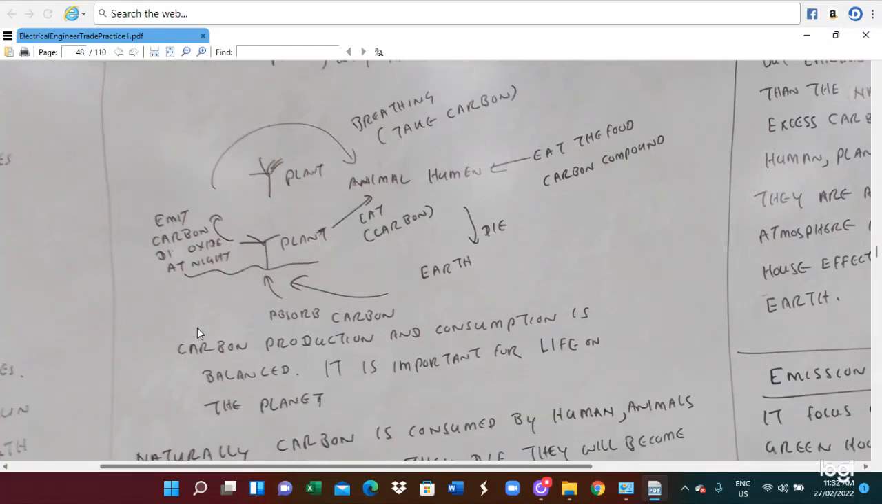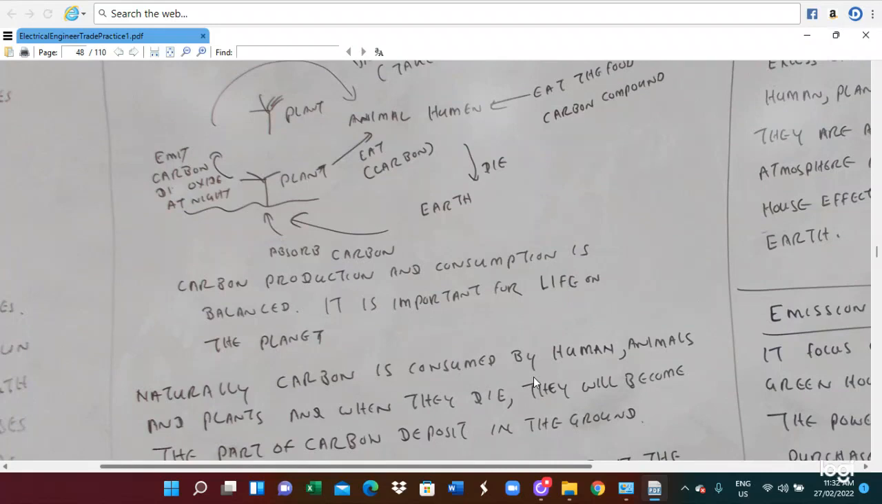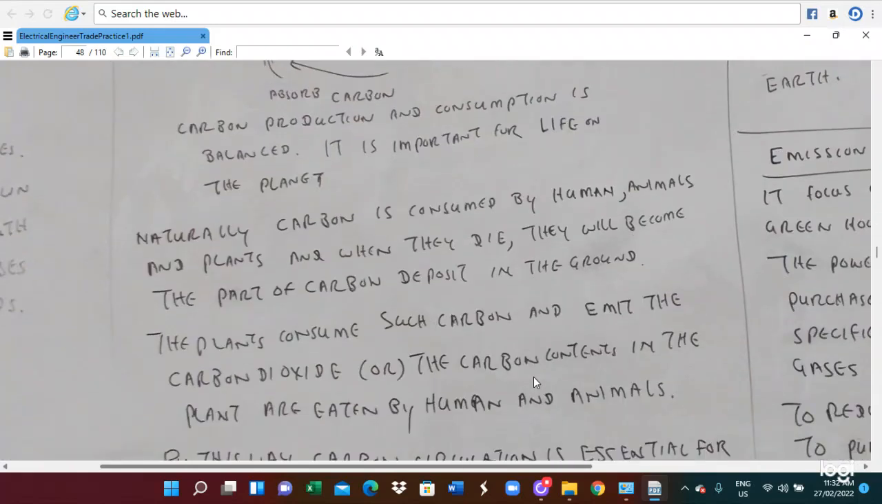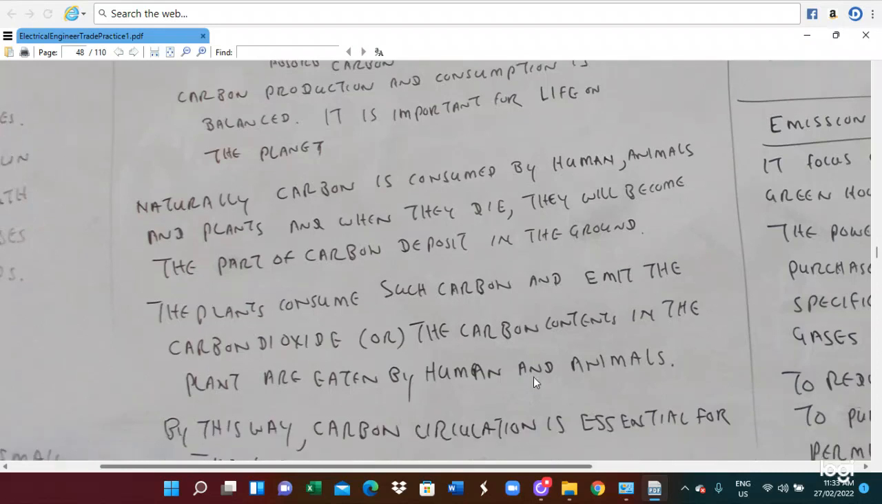Nature is balanced, because all the carbon production and all the carbon consumption by animals, plants and humans are balanced. But if carbon is produced by industrial plants, that balance will be destroyed. Therefore the carbon will accumulate in the air and become a greenhouse effect. Those carbon contents are changing the temperature of the earth and also the weather. Carbon is consumed by humans, animals and plants, and when they die, it starts to be deposited in the ground.